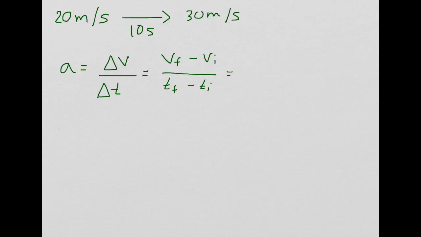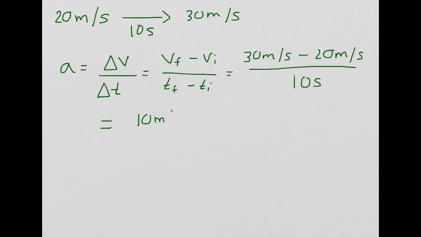Okay. So, plugging into this formula, I see that my final velocity is 30 meters per second, and my initial velocity is 20 meters per second. Okay, and then I see that my change in time is 10 seconds. Okay, so now I can simplify that down to 10 meters per second over 10 seconds, or 1 meter per second over 1 second.